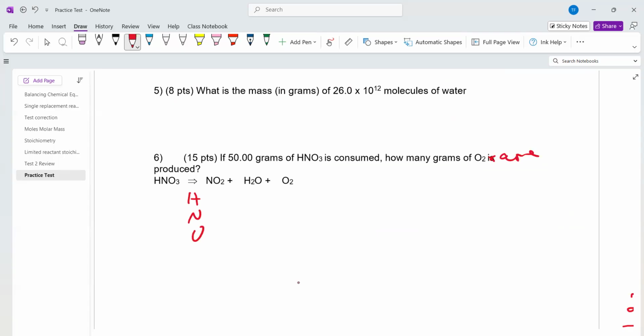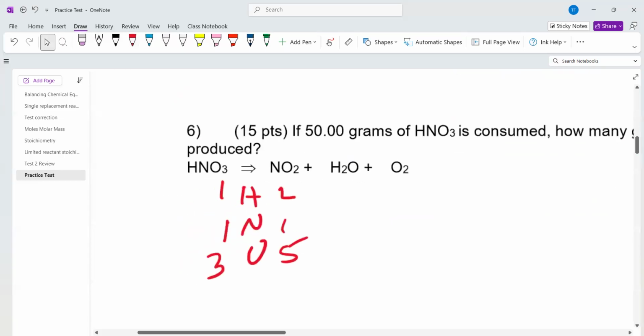Okay, we've got one H on the left, two on the right, one N, one on the right, three, and five. Okay. So you guys have any suggestions where we're going to go in this?